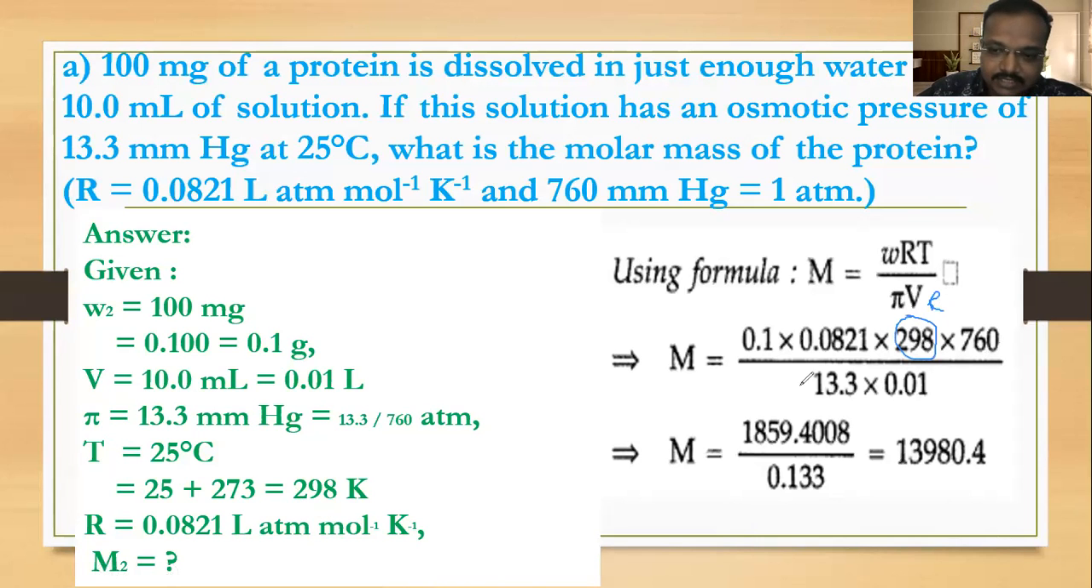Then we have just taken the reciprocal of the pi value we put here, that is 13.3 divided by 760. So I put 760 up and 13.3 down. And what else we need is the volume. The volume of the solution is 0.01, isn't it? So on substituting, we get M is equal to 13980.4.